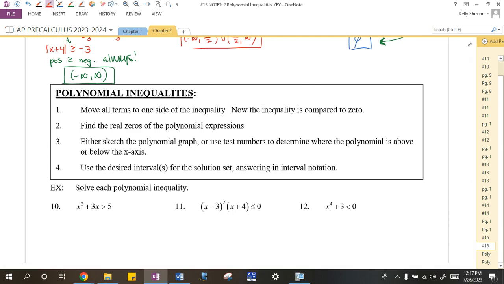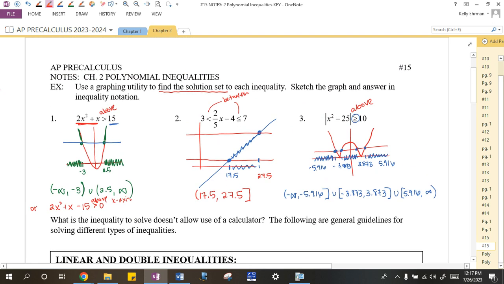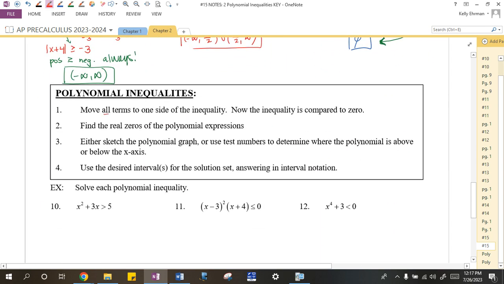First of all, I don't have the option like I did in example 1 of just leaving this greater than 15 and solving from there. Because remember, we can't factor and solve if something's not equal to 0, because there are too many options to set up. So instead, move all terms to one side of the inequality. I tend to move to the left side for the reasons I said before. It doesn't really matter. Now the inequality is being compared to 0.